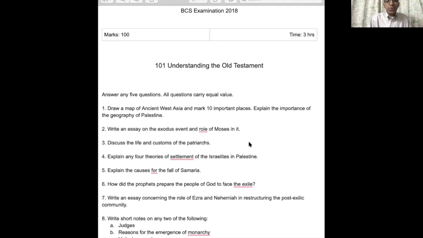That was what we were talking about just a minute ago. Number 7, write an essay concerning the role of Ezra and Nehemiah in restructuring the post-exilic community. Good. And then write short notes on any one of the following: the judges, the reasons for the emergence of the monarchy, the united monarchy, and the fall of Jerusalem.